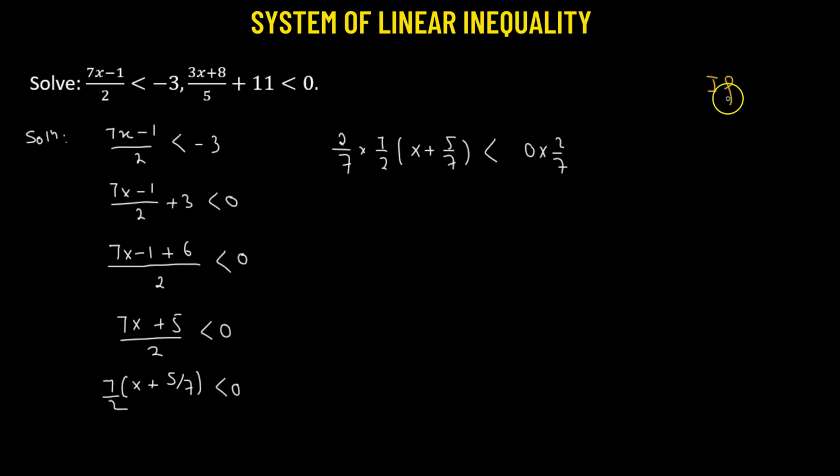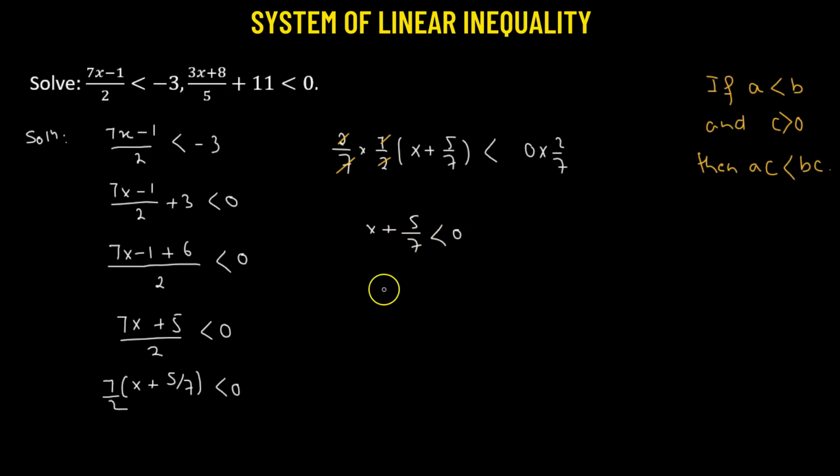That means if, let's say, we have two numbers a and b, and a is less than b, and also we have another number c, which is a positive number greater than 0, then if we multiply a with this positive number c and b with this positive number c, the inequality does not change. So that means ac will still stay less than bc. So now we can cancel 2 and 2, 7 and 7, and this is going to give us x plus 5 over 7 less than 0, which gives us x less than negative 5 over 7. So let's label this as number 1. This is a solution to the first inequality.